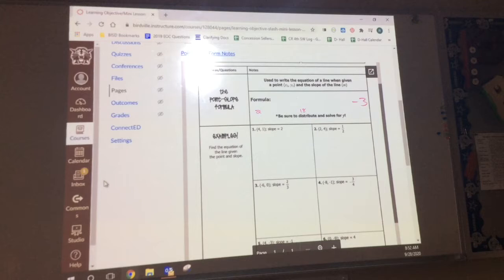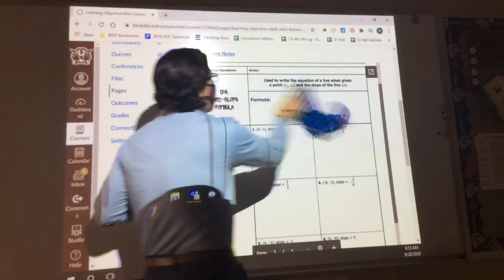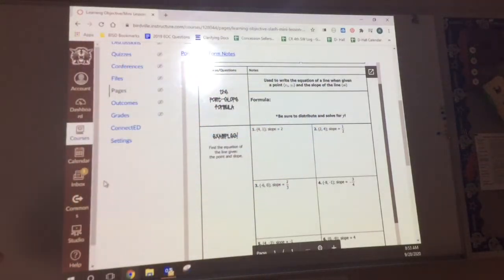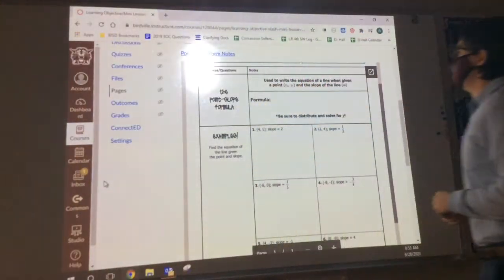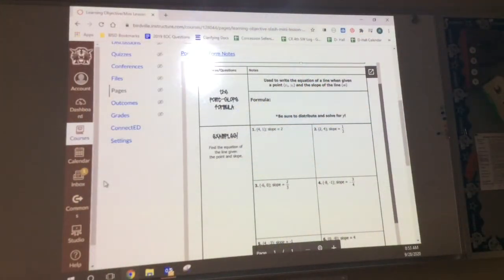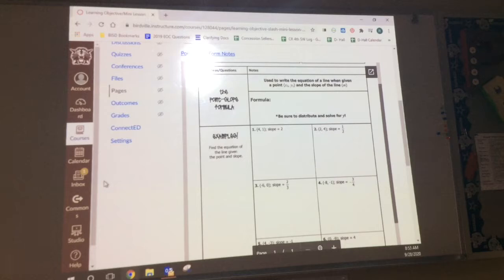All right, so we were talking about point slope form, and like I said, point slope form literally is what it sounds like. It's how you build an equation when you're given a point and when you're given a slope. Just like slope intercept form is when you have a slope and a y-intercept, point slope is when you have a point and a slope. Okay? So it says, use to write the equation of a line when given a point x1 and y1. Remember, those are ordered pairs in order to actually find the point and the slope of a line. Be sure to distribute and solve for y.